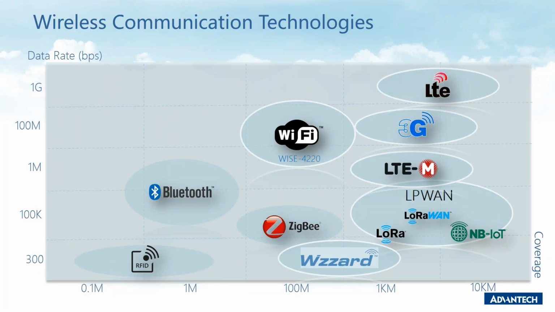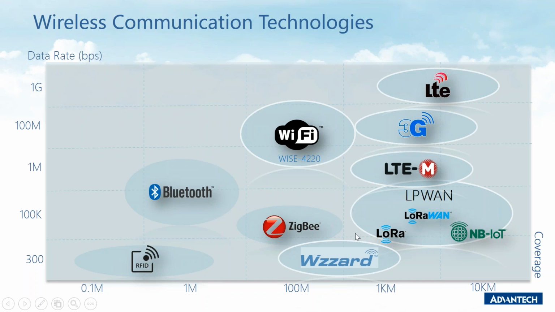So anyway, let's look at a quick comparison in terms of data rates and range as it comes to these technologies. I think we're all familiar with Wi-Fi, and this is in our WISE 4200 product line. But I want to call out LTE category M, LoRaWAN, and then Wzzard. What's important to know about Wzzard, and it doesn't necessarily jump out from this diagram, is Wzzard is a meshing technology, which means it doesn't have to be as long range as LTE Cat M or narrowband IoT or LoRaWAN.